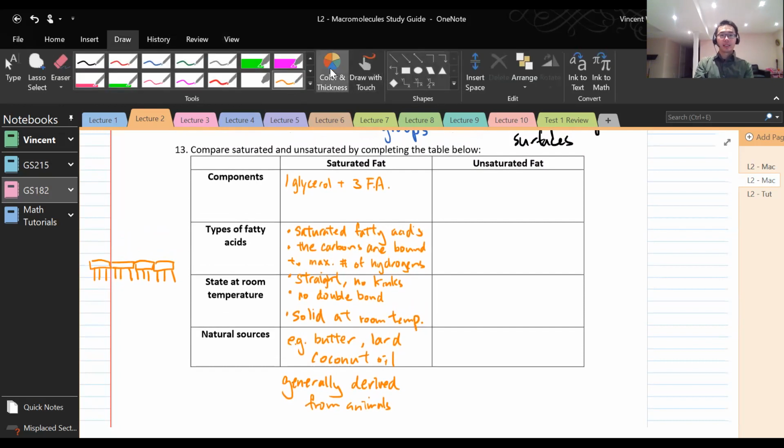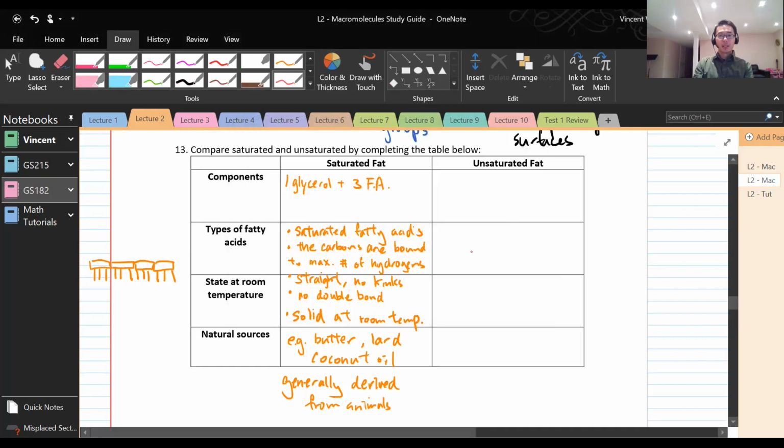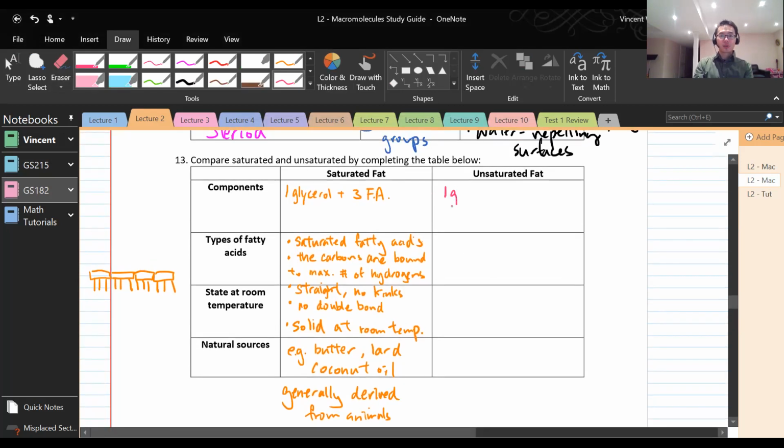Unsaturated fat, on the other hand, let's choose an exciting color. Unsaturated fat, we have 1 glycerol plus 3 fatty acids. So it's the same thing. However, the type of fatty acids here would be at least 1 unsaturated fatty acid. Okay, you can have more than 1. You can have all 3 of them being unsaturated.